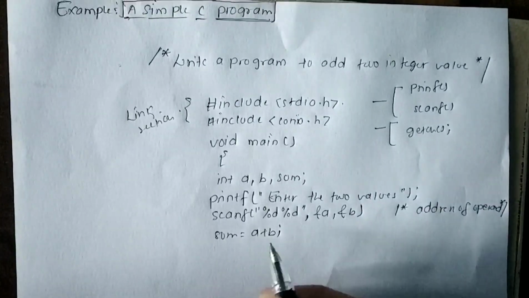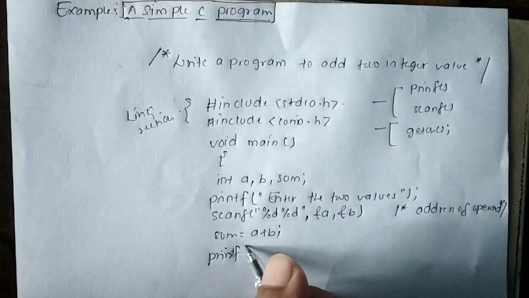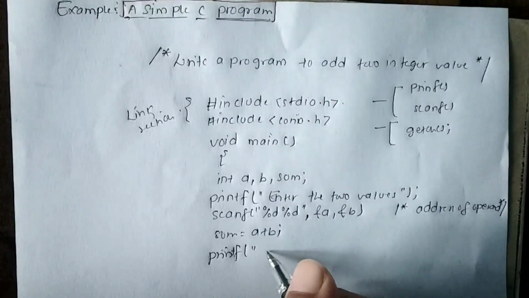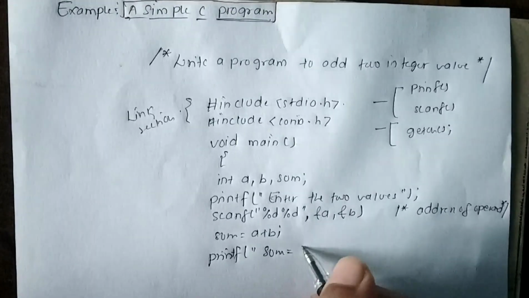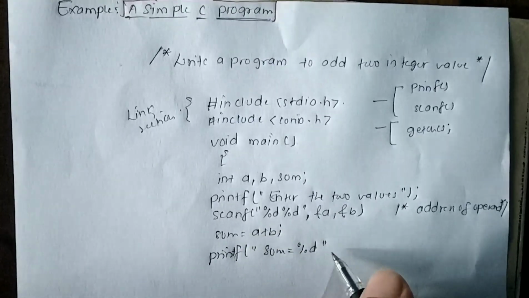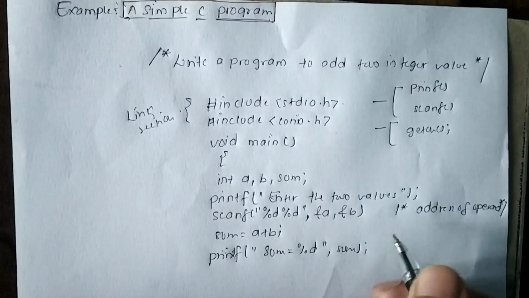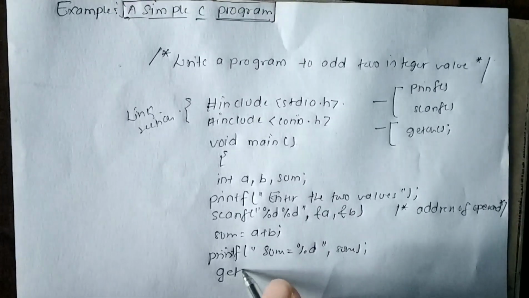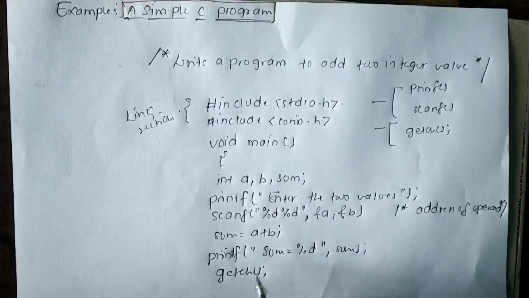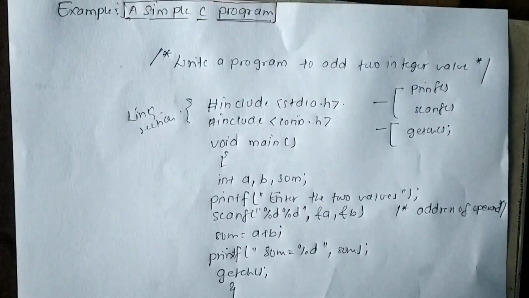Now, if we want to display the sum, then we can write sum is equal to %d, because the sum is also an integer, and sum. Next, getch and closing with one curly brace.